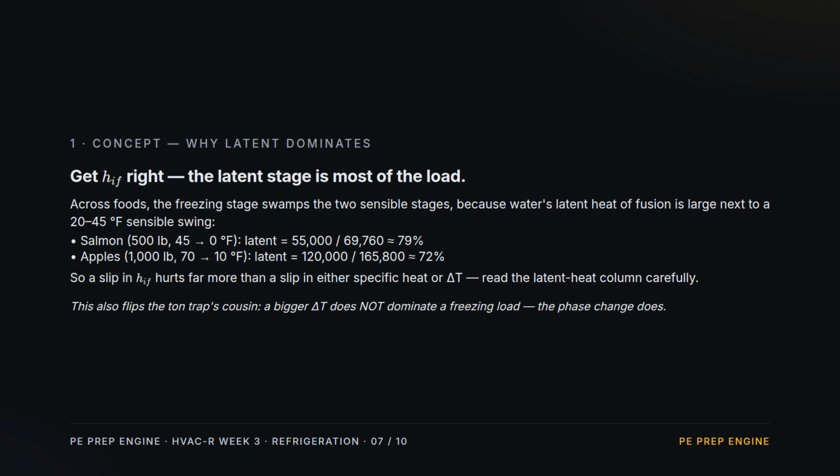Concept 4. Why latent dominates. In almost every freezing problem, the middle stage swamps the other 2, because water's latent heat is huge next to a 20 to 40 degree sensible swing. For the salmon, it's 79% of the load. For a batch of apples, 72. So getting the latent heat of fusion number right matters far more than either specific heat or temperature span. Read that column carefully.